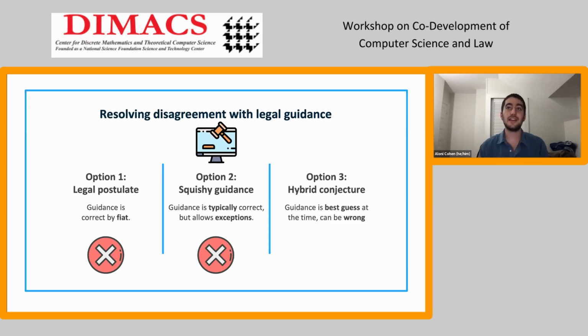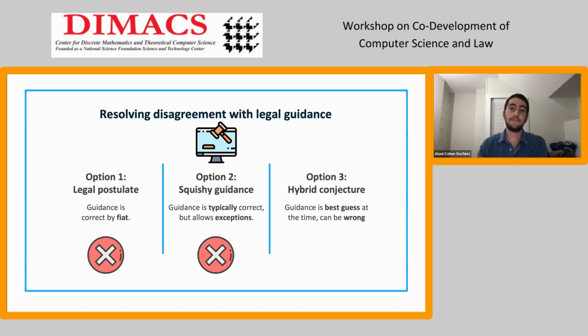And so the third option is that the guidance is more like a conjecture. It was the best guess at the time. It could be wrong. We think this is the right choice, and the guidance sort of suggested itself. The technical understanding is evolving and may change.